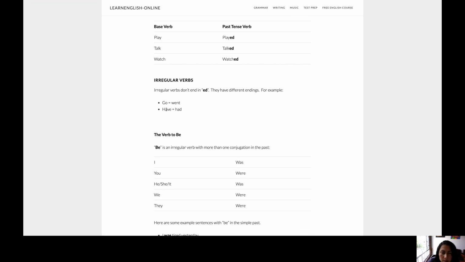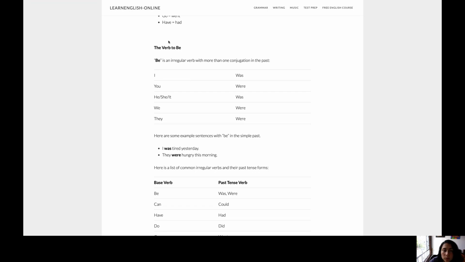And here we have some examples of irregular verbs. Irregular verbs don't end in ed. They have different endings. For example, go, went, ir, have, had, tener. Entonces recuerden que los irregulares no terminan en ed. Entonces ellos por lo general los encontramos en una lista de verbos y para el pasado es la segunda columna.